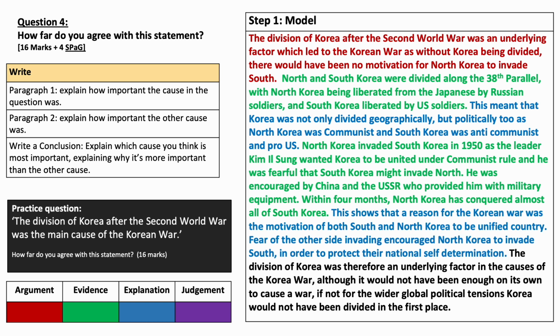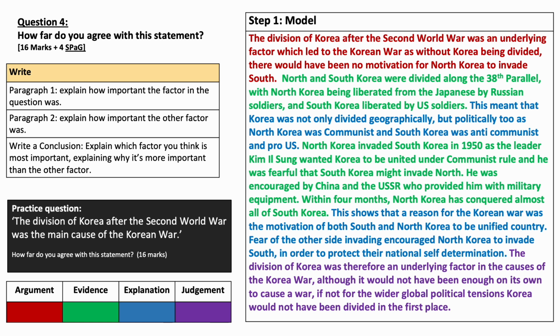The division of Korea was therefore an underlying factor in the causes of the Korean War. Although it would not have been enough on its own to cause a war, if not for the wider global political tensions, Korea would not have been divided in the first place. Okay, so I'm making that nice clear judgment. I'm linking it back to the question, and there's a lot of clarity in my argument.